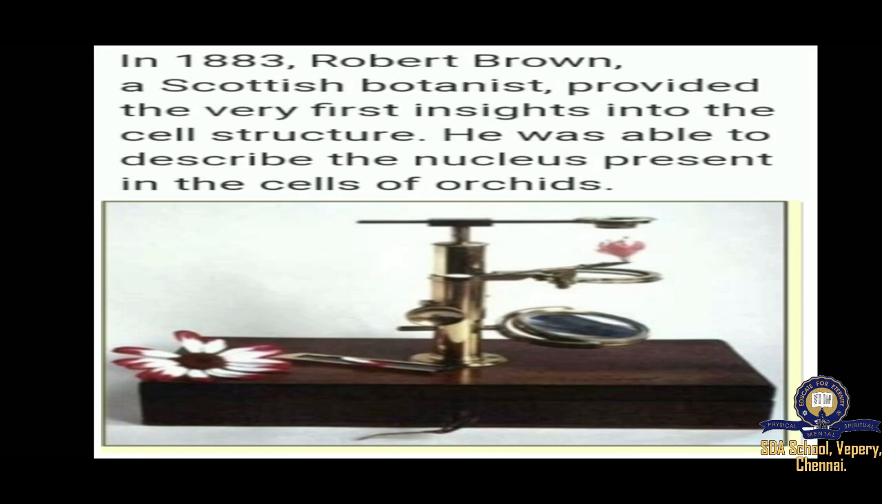And the third person, Robert Brown. In 1883, Robert Brown, a Scottish botanist, provided the very first insight into the cell structure. He was able to describe the nucleus present in the cells of orchids. Orchids are a type of plant.